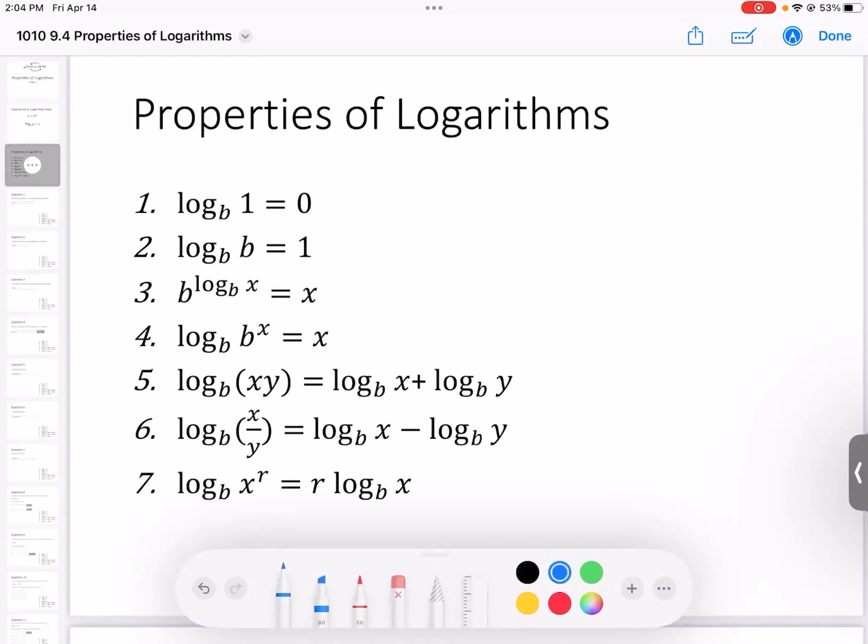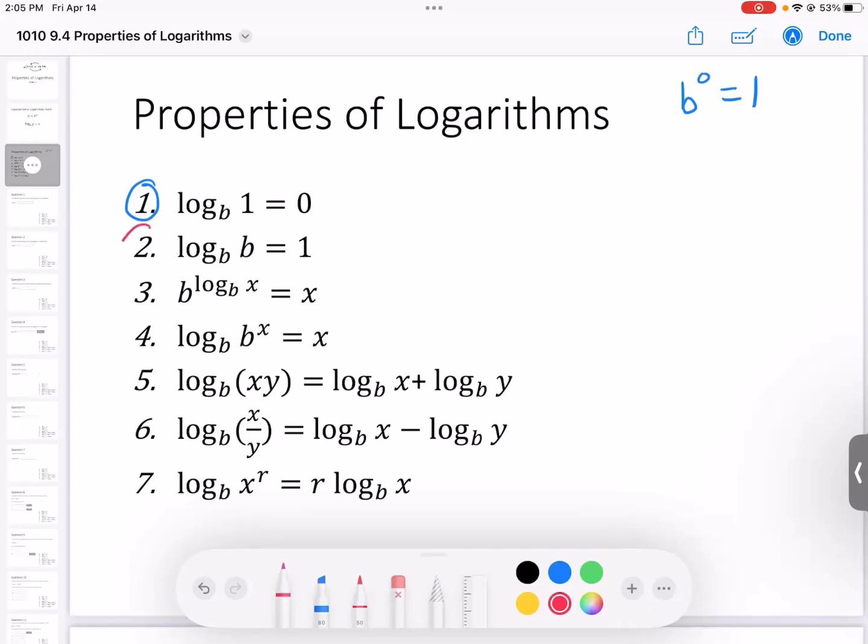For this first one, it says that the log of any base, regardless of what b is, of 1 is always going to equal 0. The reason why this is true is because if we write this in exponential form, we would say b to the 0 power equals 1. That's obviously always true because anything to the 0 power does equal 1. So this property is basically restating this exponential property that we already know. This exponent property translates into this logarithm property.